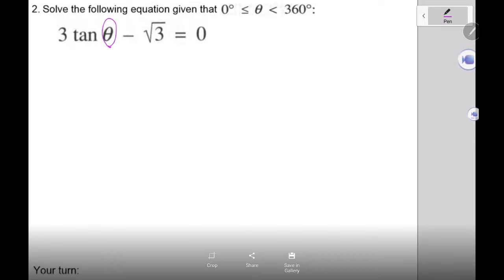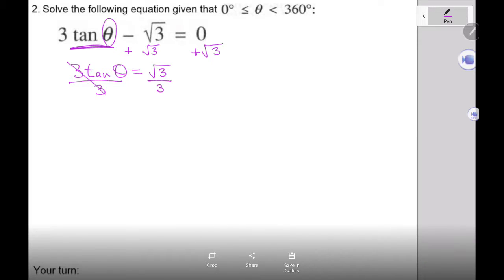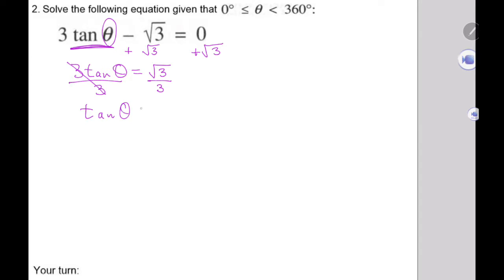Okay, well, to clear this up, let's add square root of 3 to both sides, because we'd kind of like to get this all by itself. So we're going to say square root of 3 on both sides, so we have 3 times the tangent of theta is equal to the square root of 3, since we added it to both sides. And then again, we want the tangent alone, so we're going to divide by 3, so the 3's cancel. But then I have to divide by 3 over here as well. And so we have the tangent of theta is equal to the square root of 3 over 3.